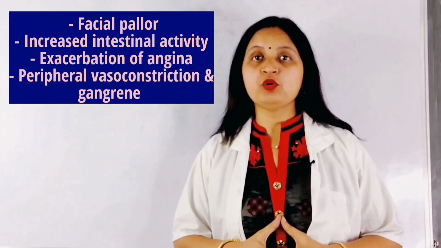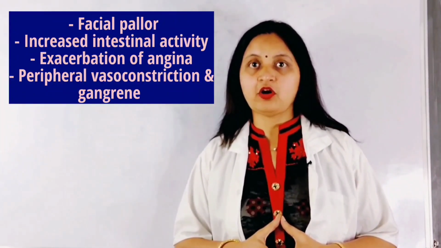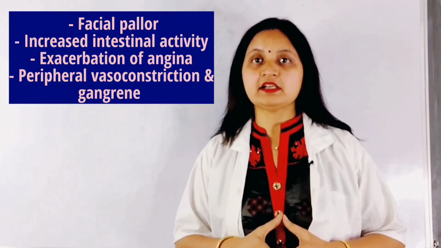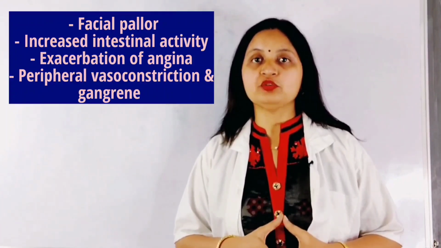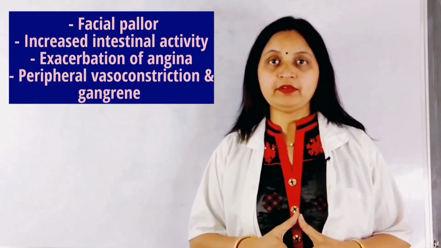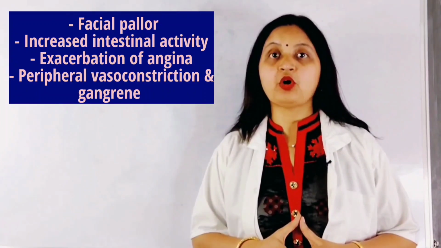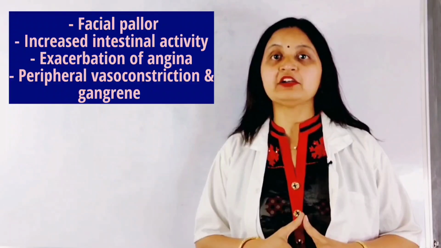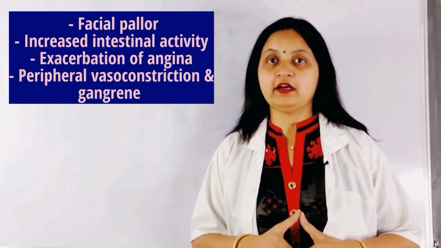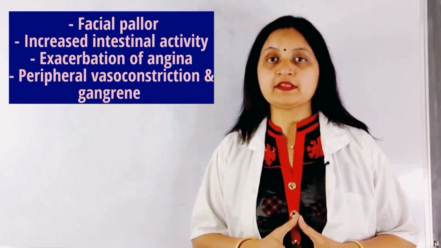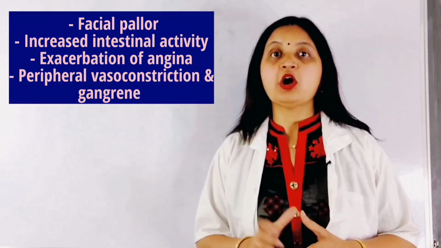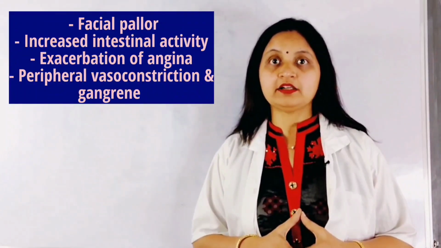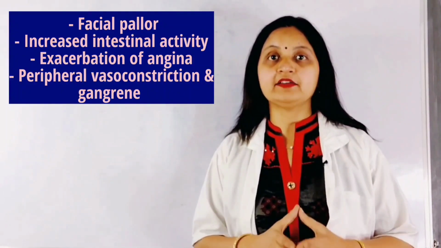Similarly, contraction of the smooth muscles of the GI tract can cause increased intestinal activity causing belching, intestinal cramps, and an urge to defecate. Also to be kept in mind, the V1 receptors in the coronary blood vessels can decrease the coronary blood flow, and this can cause exacerbation of angina. Therefore, these drugs should be administered with caution in patients with coronary artery disease. The other cardiac complications are decreased cardiac output and arrhythmias.